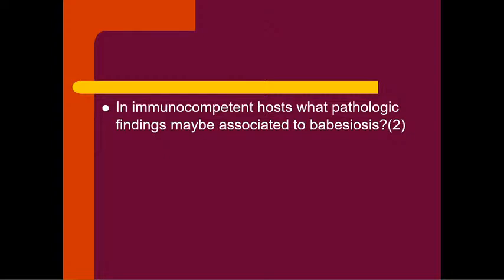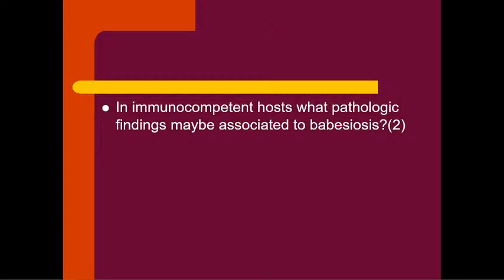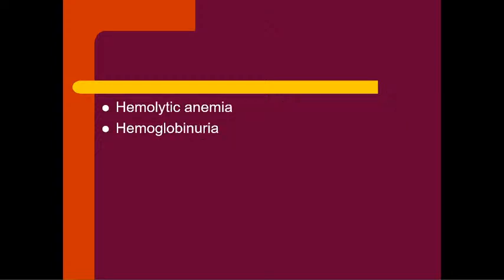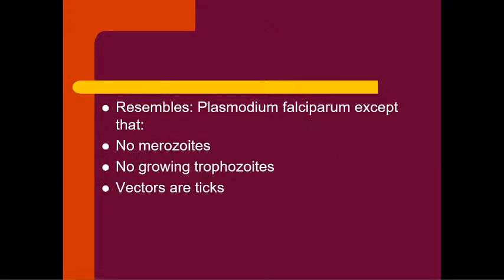So there is again a form of hemolytic anemia and hemoglobinuria. Most of the time they would see this in immunocompetent hosts. Now, Babesia microti has a similar appearance to Plasmodium falciparum, except for the fact that it does not have merozoites, it does not have trophozoites, and the vectors are ticks.